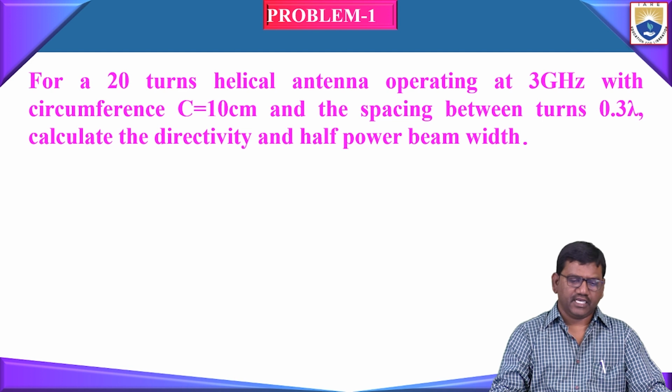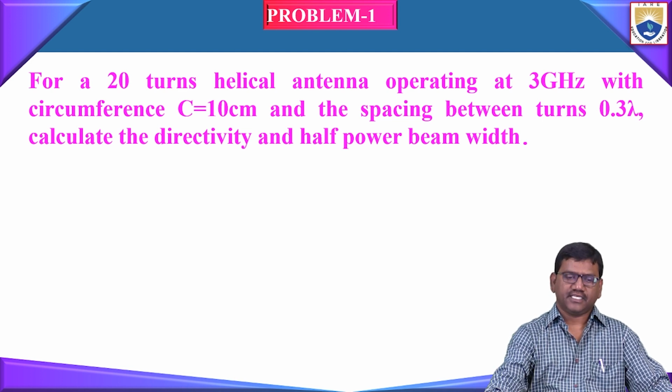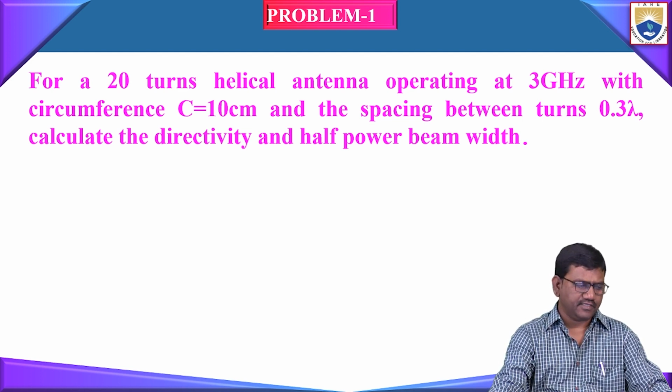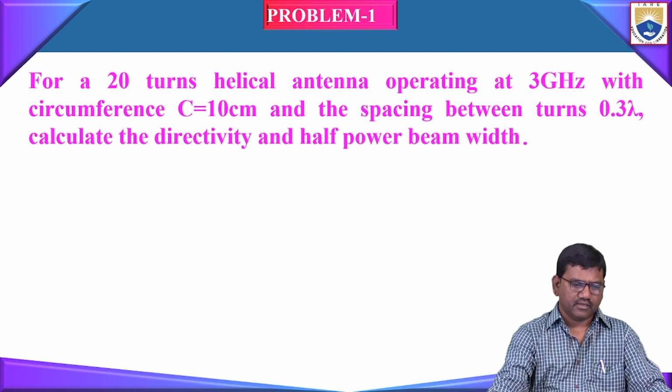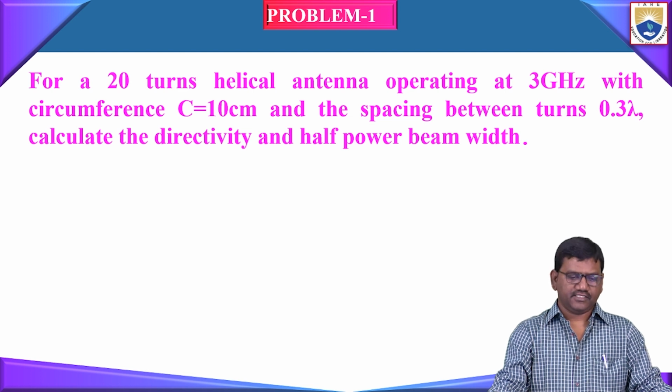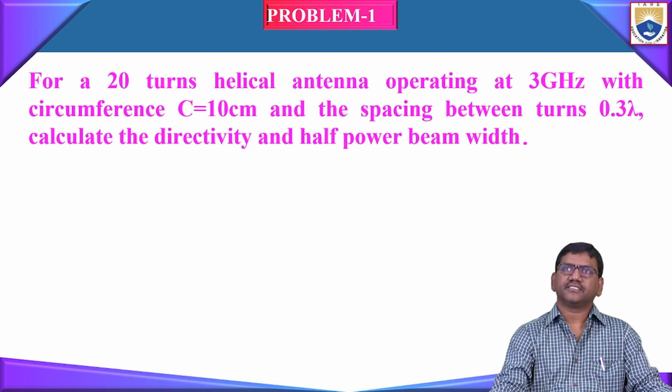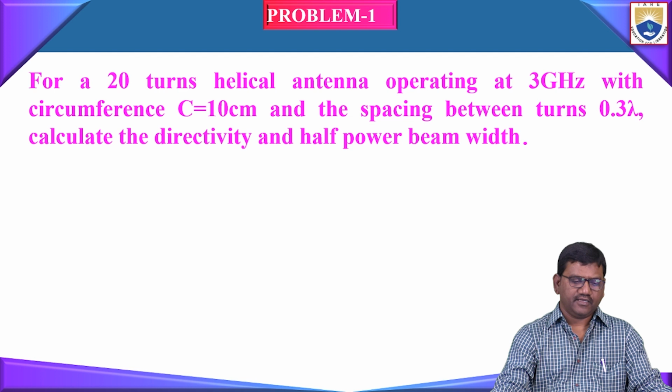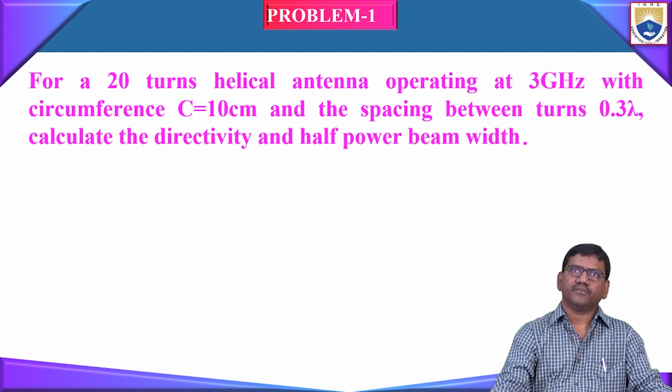For a 20 turns helical antenna operating at 3 GHz with circumference C equal to 10 centimeters and spacing between the turns of 0.3 lambda, calculate the directivity and half power beam width.